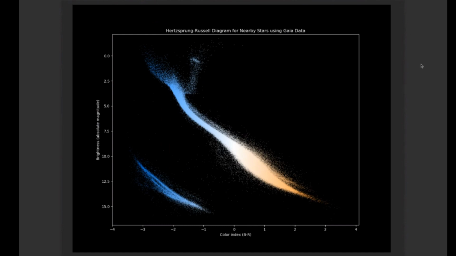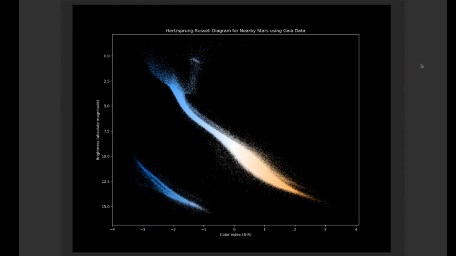You can download the data in various formats. I downloaded it as a comma separated values CSV file. And in this file, it gives me the B minus V, blue minus visual color index, and it gives me the magnitude, both absolute magnitude and relative magnitude, and distance, because it's measuring the distance with the parallax. And so I had all the data, and I just wrote a little Python script to make a plot of the color versus the absolute magnitude.